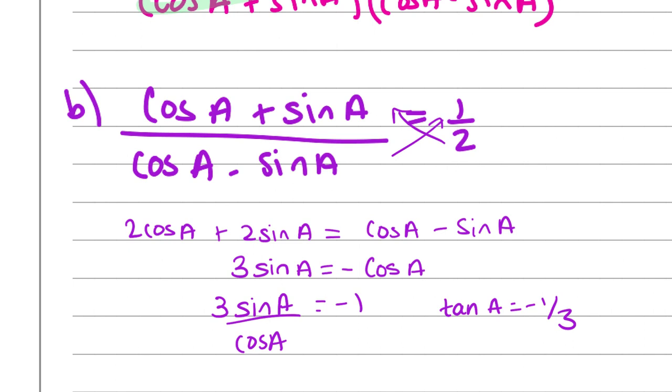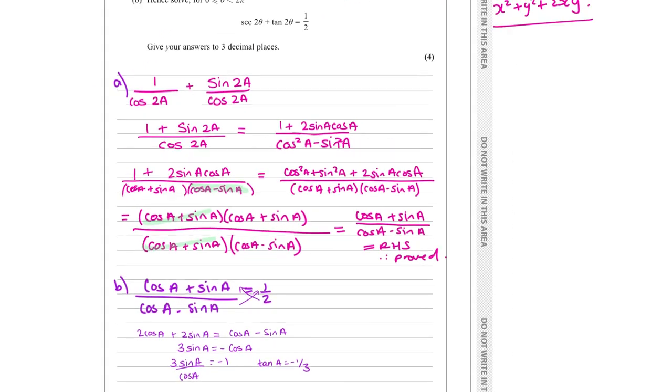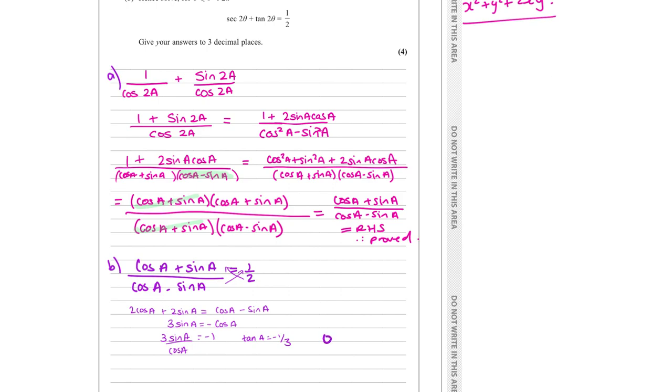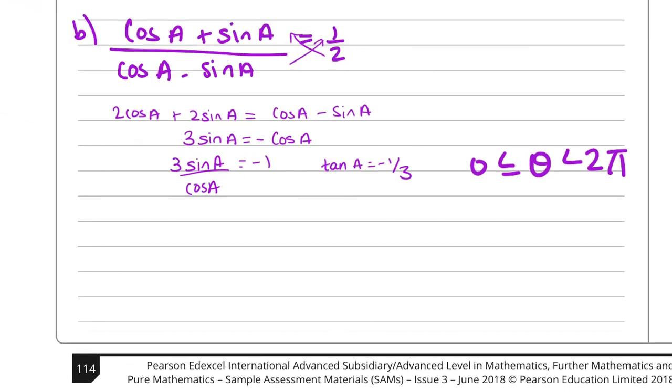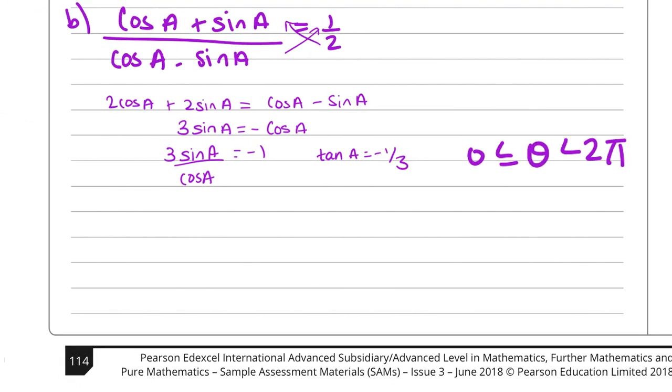Tan of A equals negative a third, which is really nice because now that I have that, were we in radians or... Yeah, radians between 0 is less than theta is less than 2 pi. Okay, so make sure my calculator's in radians. I probably should have done that first. Okay, so shift tan negative a third is 0.3217.